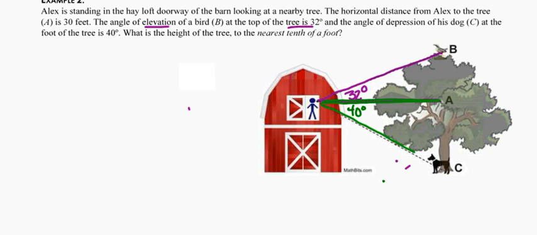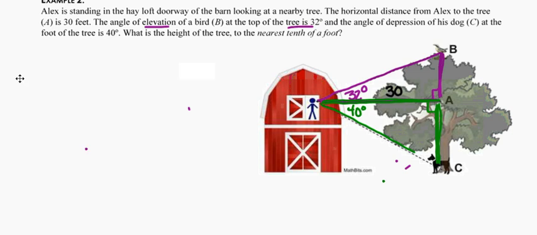And in this question, they're asking us to find the height of the tree. So I notice immediately that the height of the tree can be found by finding that purple vertical piece in the purple triangle plus the green vertical piece in the green triangle. So those are the pieces that I'm going to be trying to find. The other piece of information you need to solve this problem is that Alex is exactly 30 feet away from that tree.